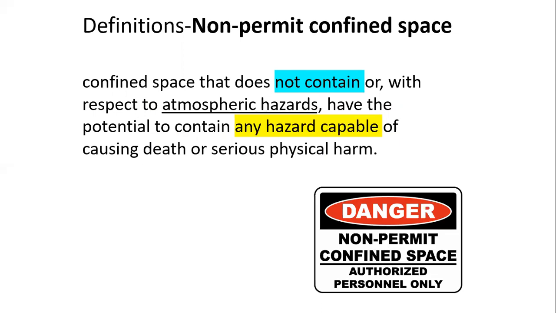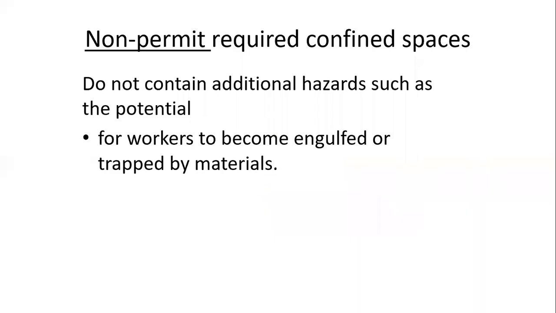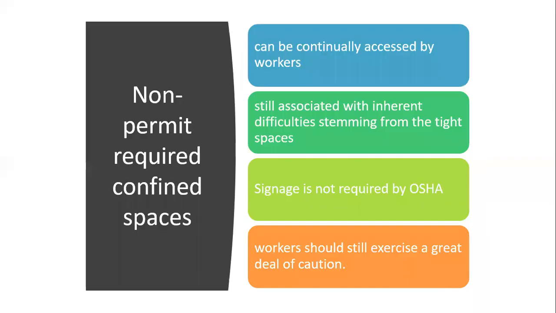Okay. Now, there's another definition, non-permit confined space. These are confined spaces, but they do not contain the hazards that normally are associated with a confined space. So any of the harm or death that could occur will not occur because of some of the things that have been done in this particular space. Here's just a sample of a sign that you could see for a non-permit confined space. So the non-permit confined space does not contain additional hazards. For instance, it doesn't have any atmospheric hazards for sure, and it doesn't have any engulfment hazards where you're trapped by material.